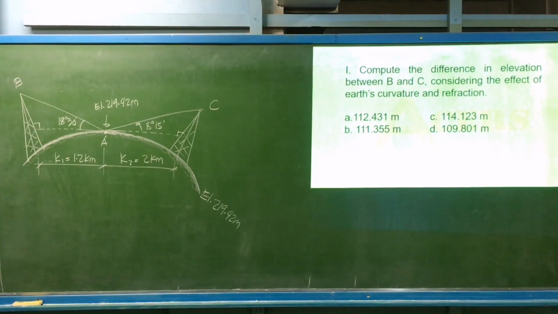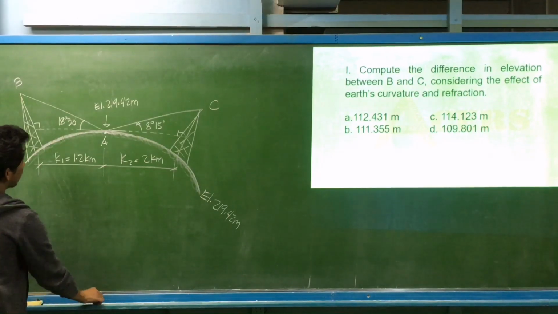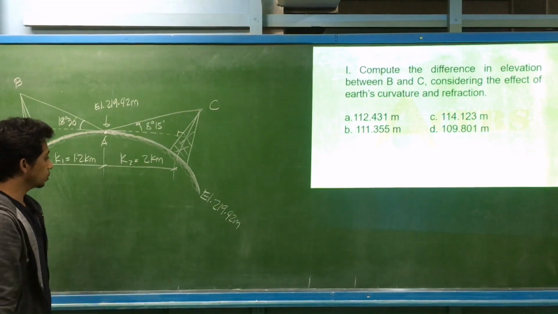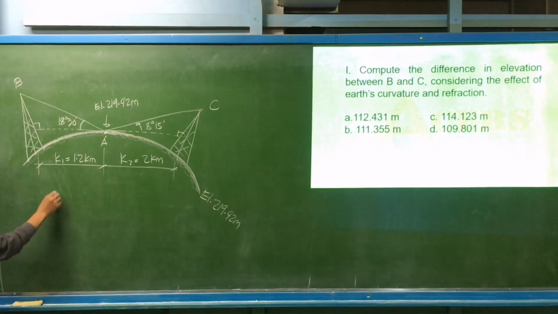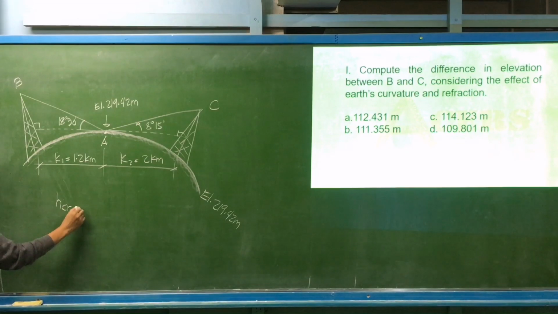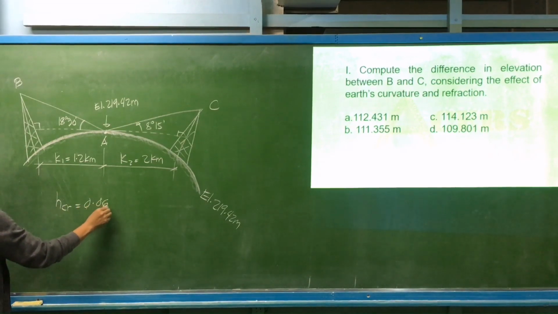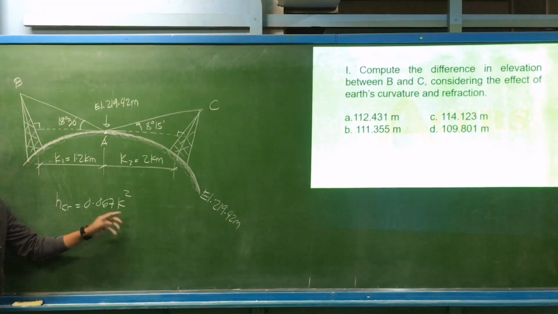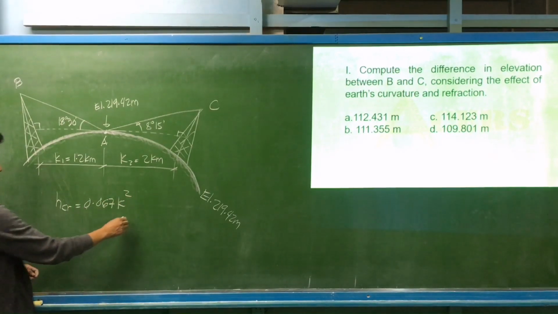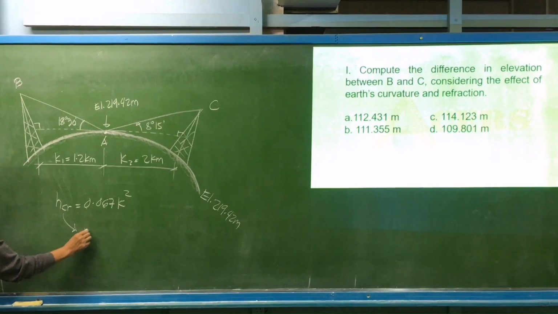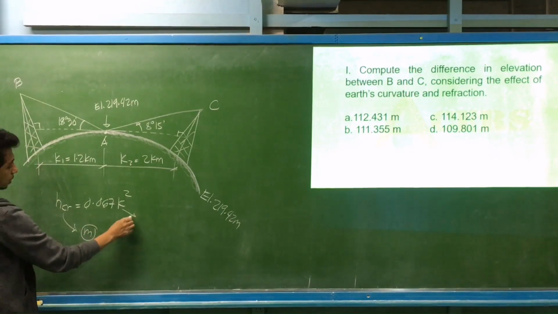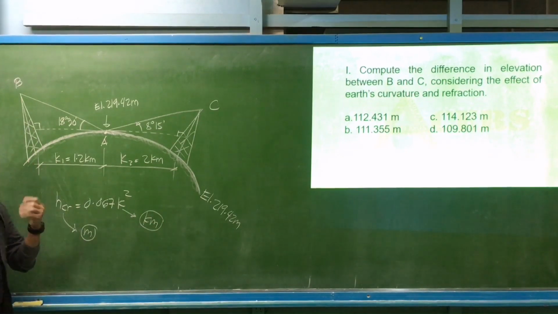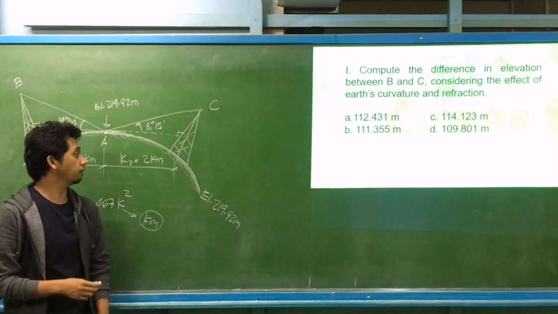Right, so the next example is for the error in Earth's curvature and refraction. How to compute for the error in Earth's curvature and refraction: h sub CR equals 0.067 K squared, wherein K should be in kilometers, and the result is in meters. This K should be in kilometers. So what is the error due to Earth's curvature and refraction?